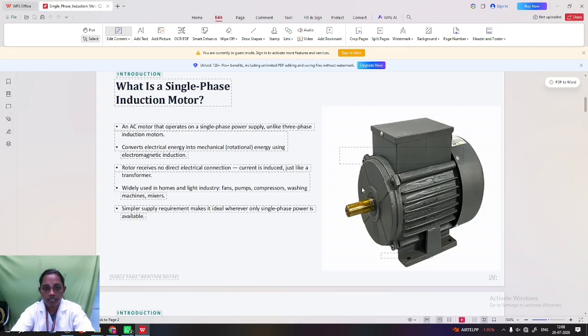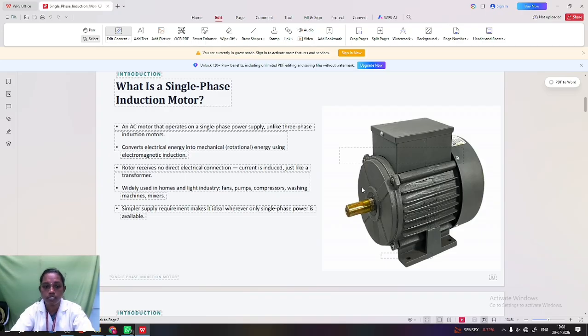Here we discuss the single phase induction motor, an AC motor that operates on a single phase power supply, unlike the three phase induction motor. Normally a motor converts electrical energy into mechanical energy using the principle of electromagnetic induction. In this motor, the rotor receives no direct electrical connection. Here current is induced just like in a transformer. This motor's operation is based upon the transformer principle, so this motor is also called a rotating transformer.